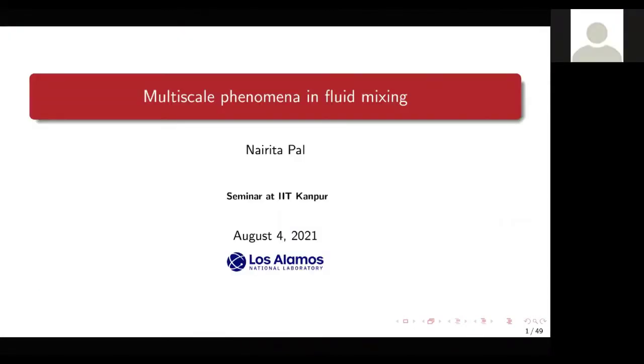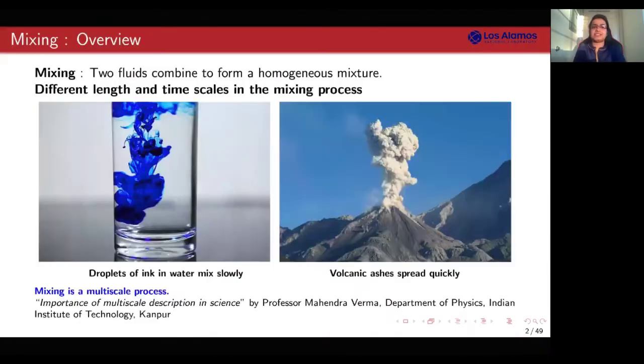Okay, thank you, Professor Verma, for the introduction. I will be talking about multiscale phenomena in fluid mixing. I'll start with a broad overview. As is generally known, mixing happens when two fluids combine to form a homogeneous mixture. There is a wide range of length and time scales involved in the mixing process.